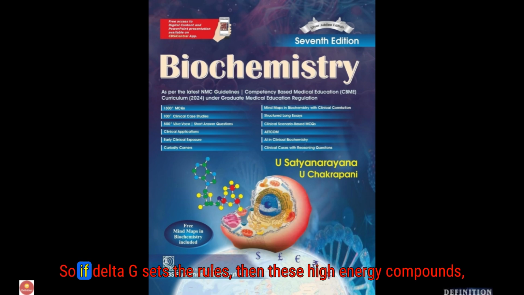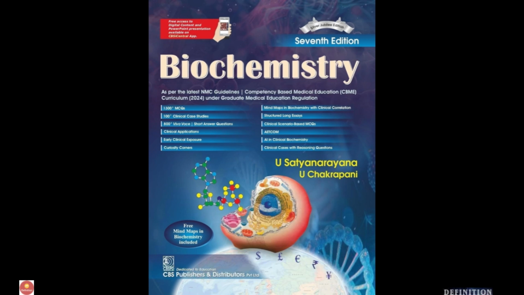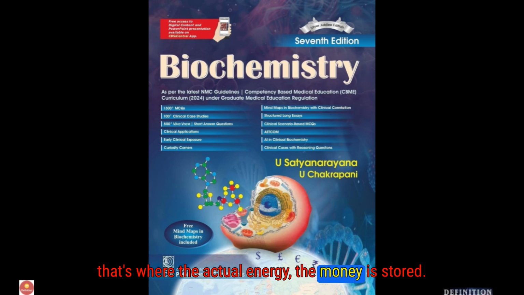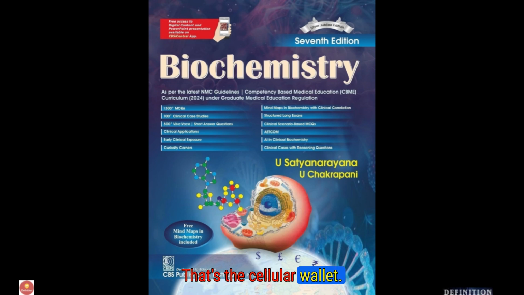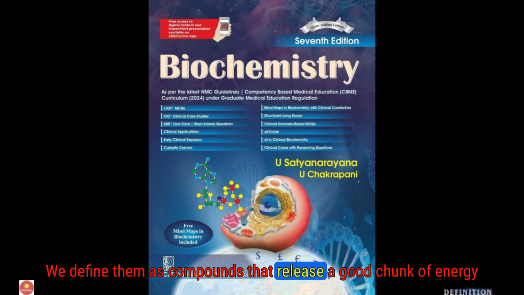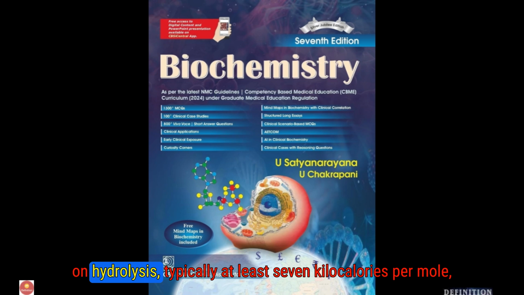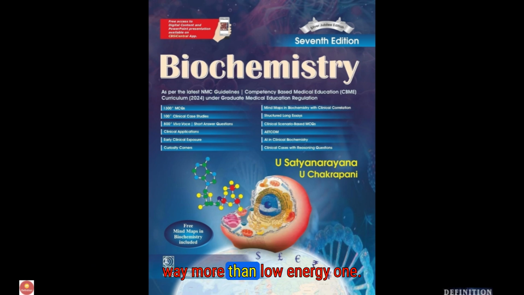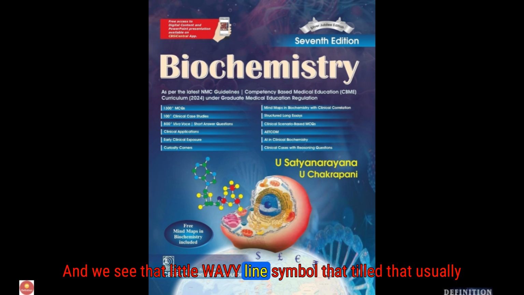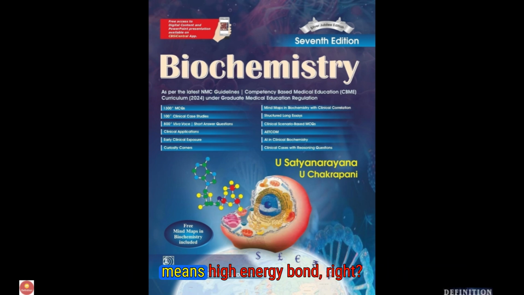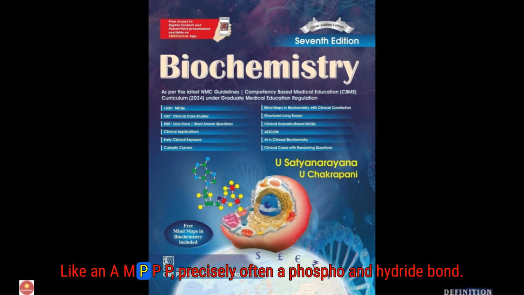Perfect analogy. So if delta G sets the rules, then these high energy compounds, that's where the actual energy, the money, is stored. That's the cellular wallet, yeah. We define them as compounds that release a good chunk of energy on hydrolysis, typically at least 7 kilocalories per mole, way more than low energy ones. And we see that little wavy line symbol, the tilde. That usually means high energy bond, right? Like in AMP~P~P. Precisely. Often a phosphoanhydride bond.